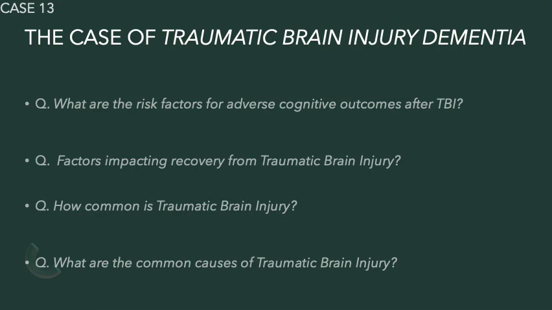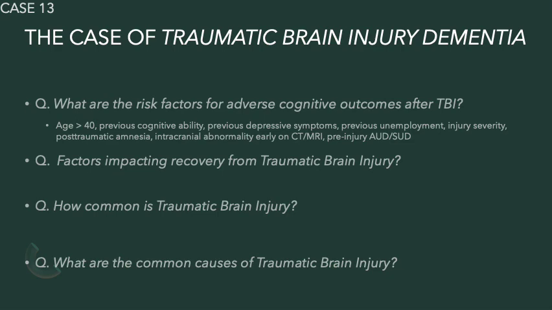What are the risk factors for adverse cognitive outcomes after TBI? They are age over 40, previous cognitive ability, previous depressive symptoms, previous unemployment, injury severity, post-traumatic amnesia, intracranial abnormality on CT or MRI early in the course of illness, and pre-injury alcohol use disorder or other substance use disorders.